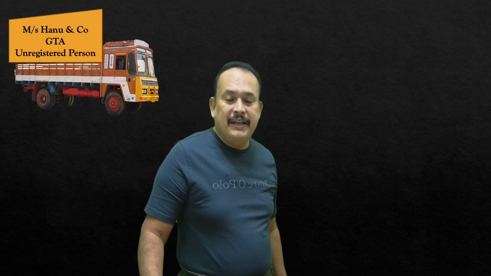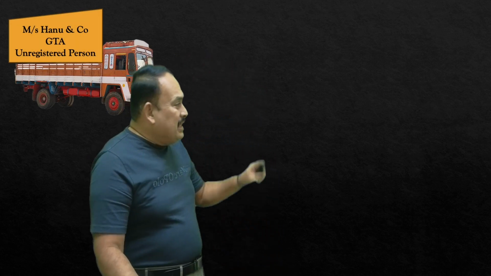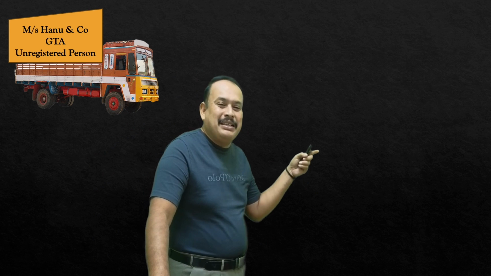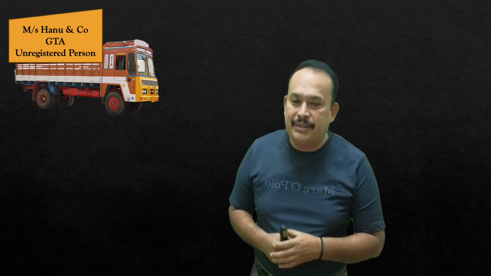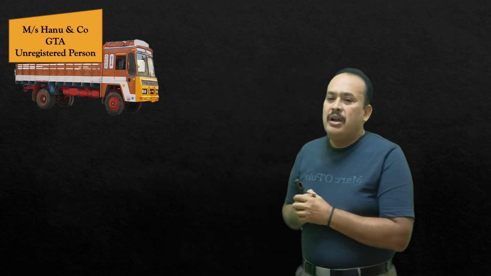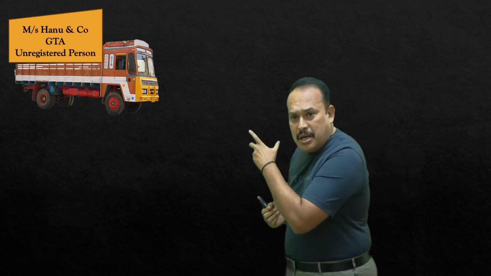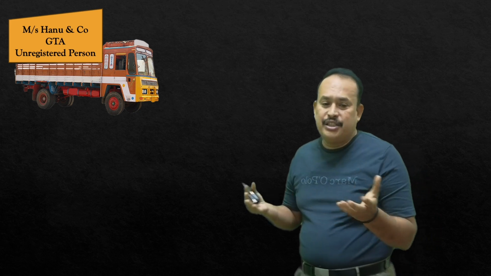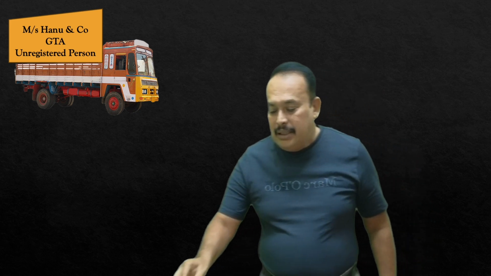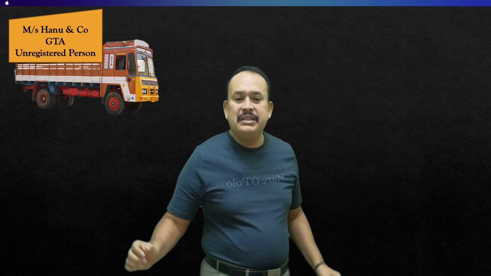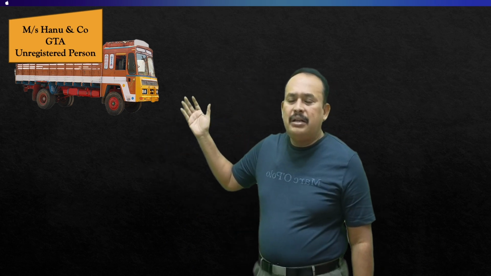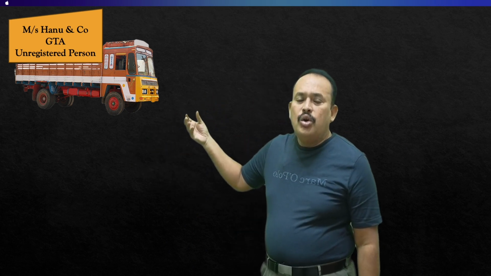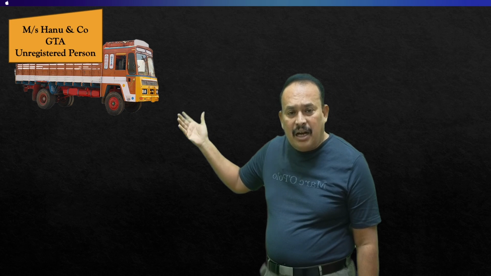So knowing this fact, now entering into the important circular, I am referring here with the help of a numeric example, a practical way of presentation, as you are aware. If you look here, Mrs. Hanu and Company, a GTA, goods transport agent, is basically an unregistered person, not registered under GST law.